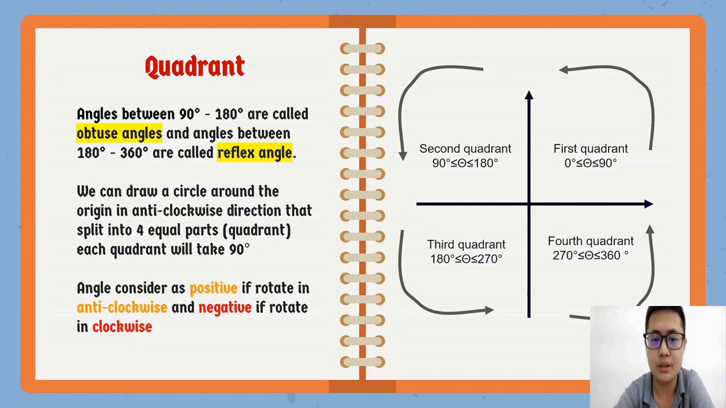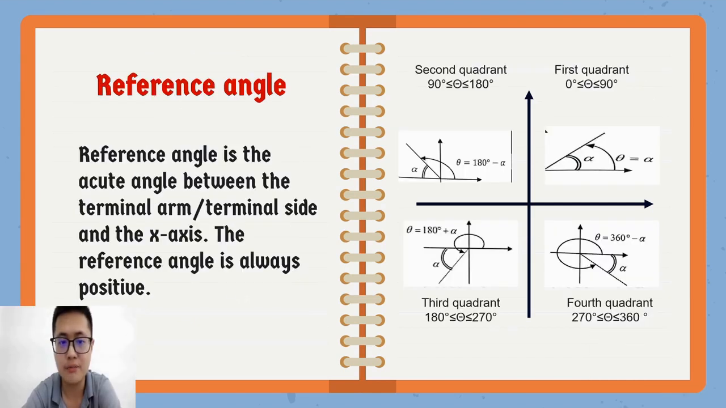Okay, quadrant. We can draw a circle around the origin in an anti-clockwise direction that is split into 4 equal parts, which we call quadrants. Each quadrant takes 90 degrees. Reference angle. The reference angle is the actual angle between the terminal arm or terminal side and the x-axis. The reference angle is always positive.